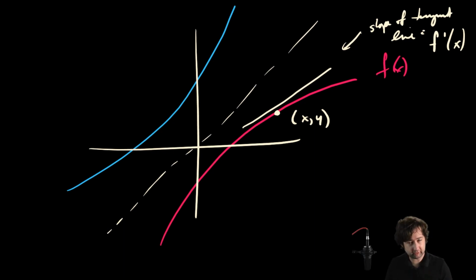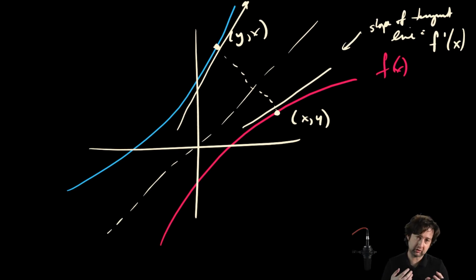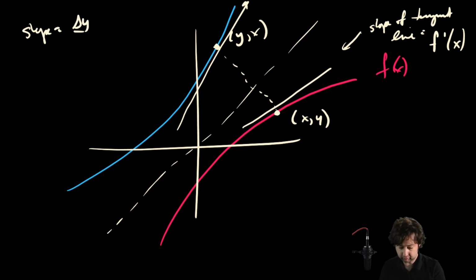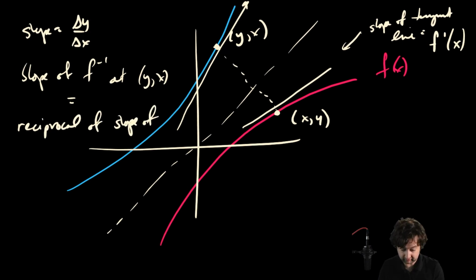What's the slope of the corresponding point on the inverse graph? So if you come up here to the point (y, x), and you compute the tangent line there, it looks like this. And it's not hard to see that because slope is change in y over change in x, so slope is equal to delta y over delta x. If you switch the roles of x and y, and that's what happens in an inverse, then you actually get the reciprocal slope. So the slope of the inverse function at the point (y, x), because you flip the roles of x and y, is equal to the reciprocal of the slope of f at (x, y). And that's what that formula means.